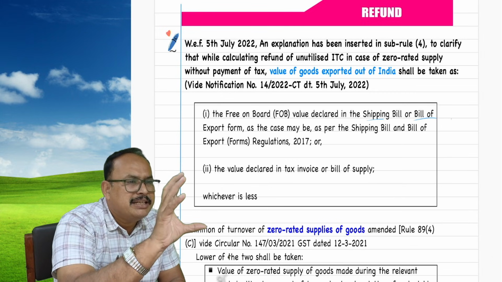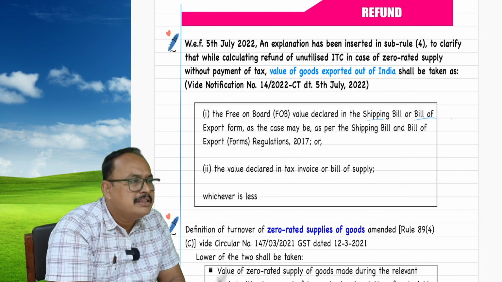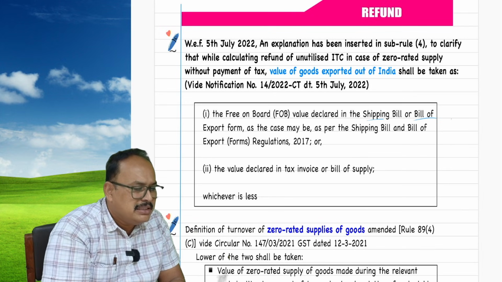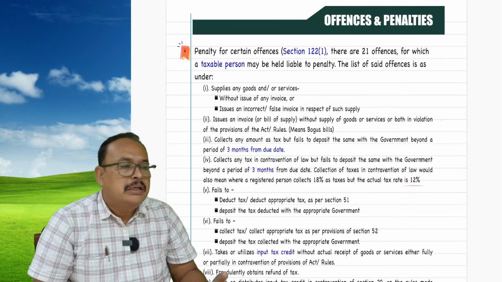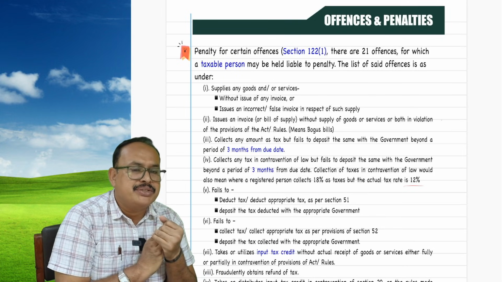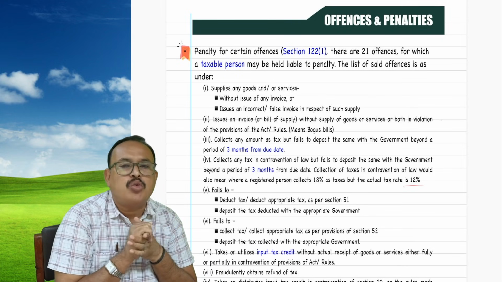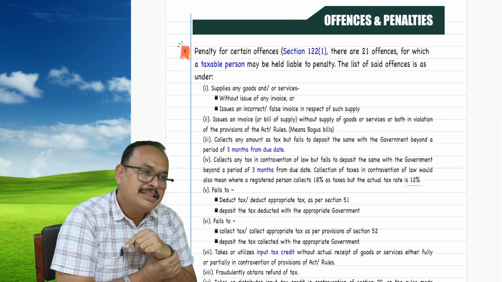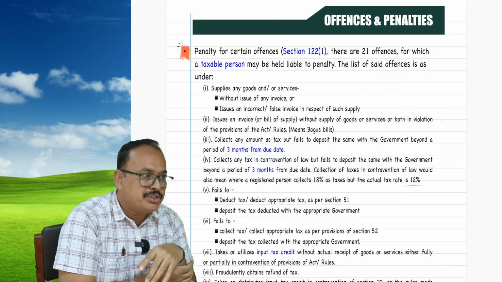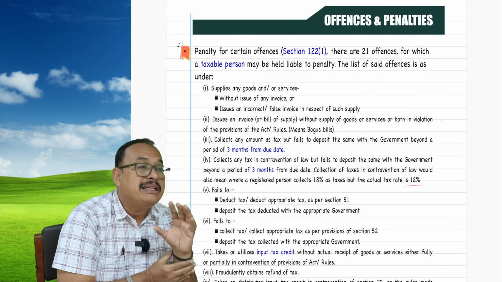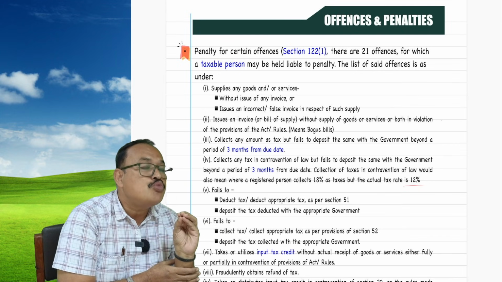The major core areas, hot core areas of refund have been covered in the marathon class in your super revision class. Is that clear? Now referring to penalties, offences and penalties, Section 122 to Section 138. It is a bigger chapter at the final level of CA, CMA. Now I'm referring to it in the name of marathon, super revision.